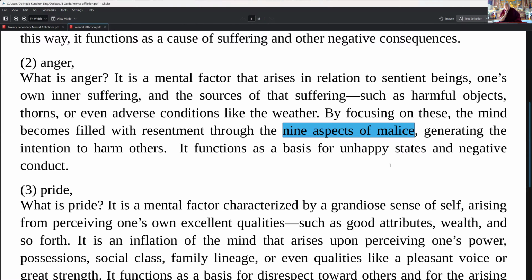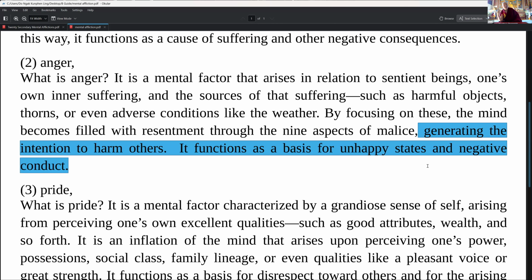And then, generating the intention to harm others is its function. Now its effect is as a basis for an unhappy state and negative contact. Negative contact means that negative actions, or other negative emotions, can arise. So this is how it affects us. First, number one, we will continue to be unhappy whenever we have anger.